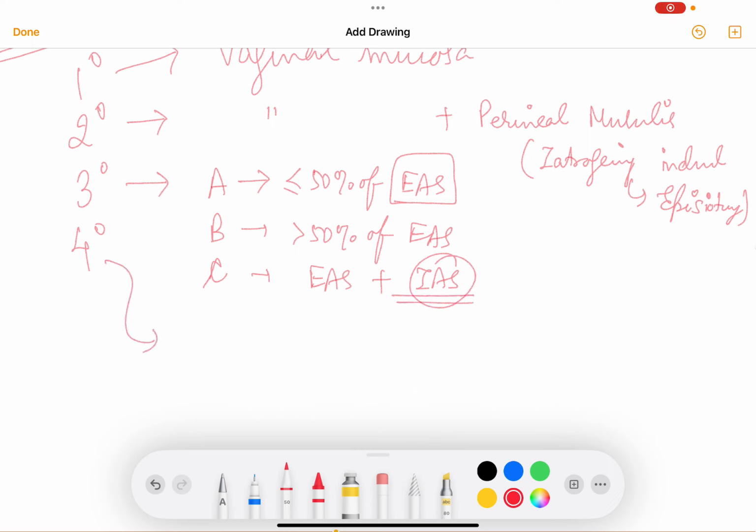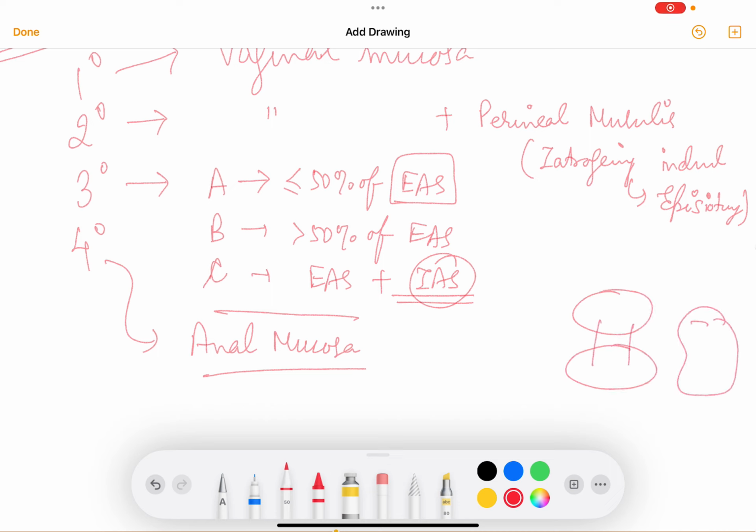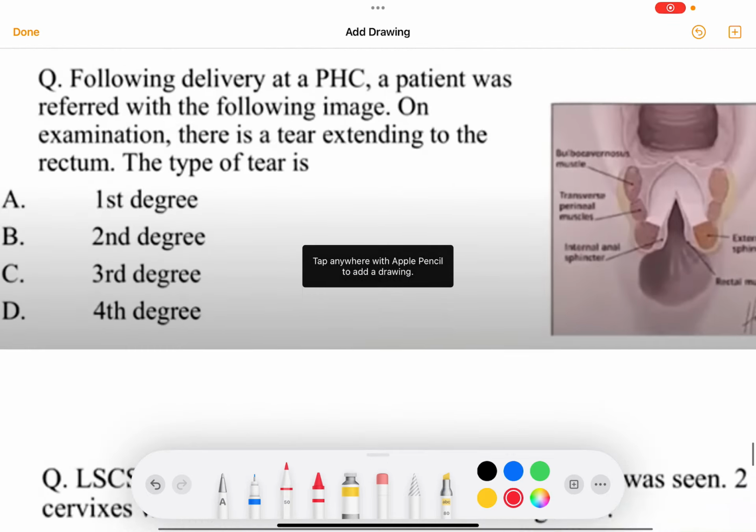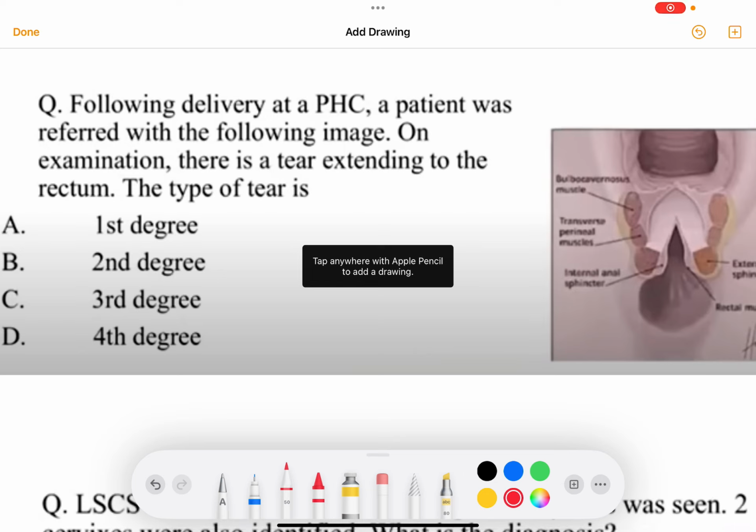Whereas 4th degree perineal tear is when after and above that anal mucosa is also torn, and once the anal mucosa is torn, vaginal cavity and rectal cavity now becomes one cavity. Okay, so now patient urinates and defecates from the same opening. This is a very pathetic condition. So this is what is shown in the picture, and they have asked you what type of tear it is. It is 4th degree perineal tear.